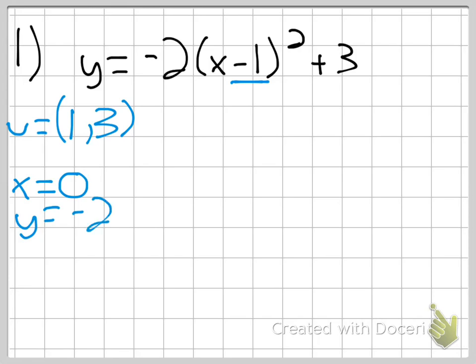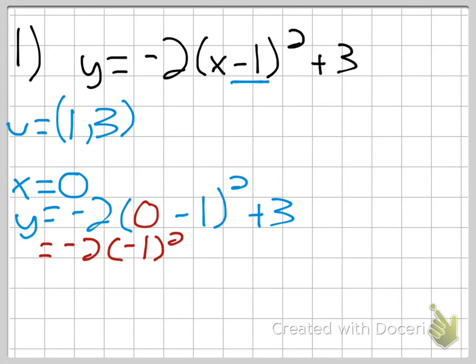And that just simply means it gets substituted in here. This 0 gets substituted for x right here. Now let's just take our time. 0 minus 1 is negative 1. Now you have to remember at this step, you have to do the exponent first. So I get negative 2 times 1, negative 1 times negative 1 is 1, plus 3.